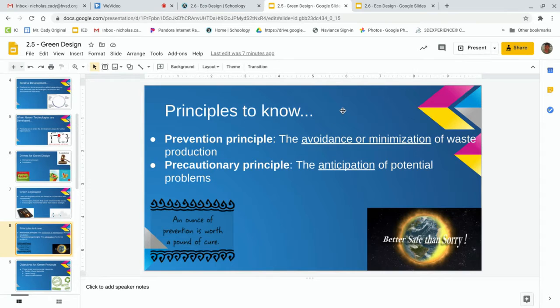Principles to know. Here's 2 principles that IEB says that you should be familiar with. The prevention principle, the avoidance or minimization of waste production, and the precautionary principle, the anticipation of potential problems.